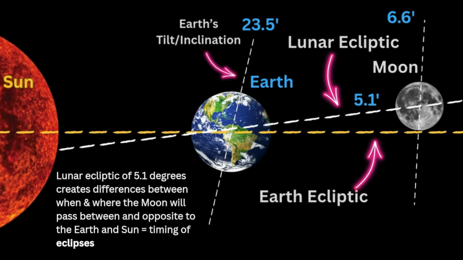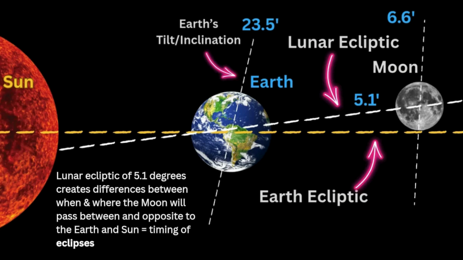Therefore, this difference in the two ecliptics, the Earth's ecliptic and the lunar ecliptic, is going to create differences in eclipses. So the Moon is going to be positioned at different nodes which align with the Earth's ecliptic, which will cause an alignment between the Earth, Moon and Sun, whereas when the Moon's in between the Sun and the Earth, we get a solar eclipse, and when the Moon's on the other side of the Earth, the Moon becomes darkened because of the Earth's shadow. We call this a lunar eclipse.